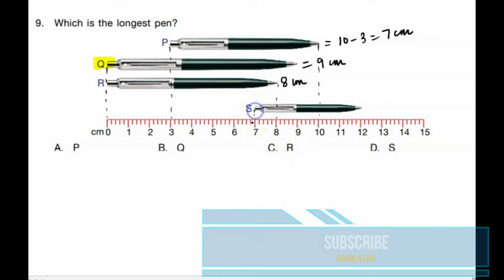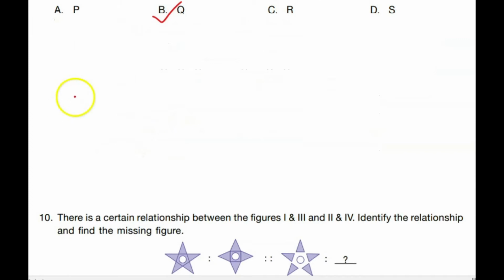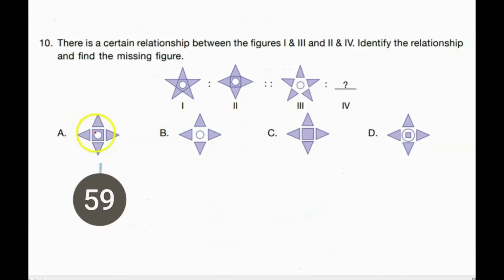And S starting from 7 and ending here at 12. 12 minus 7, that means 5 centimeter. Now tell me which one has the largest value? 9 centimeter, that is Q. So option B containing Q is here. So option B is correct for question number 9. Question number 10.